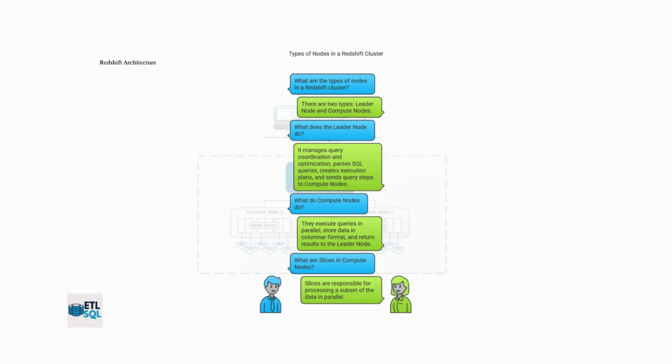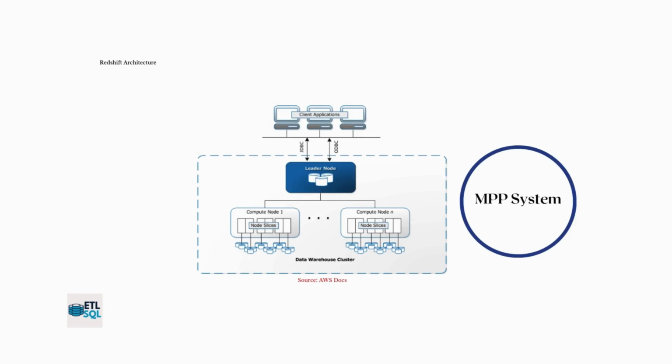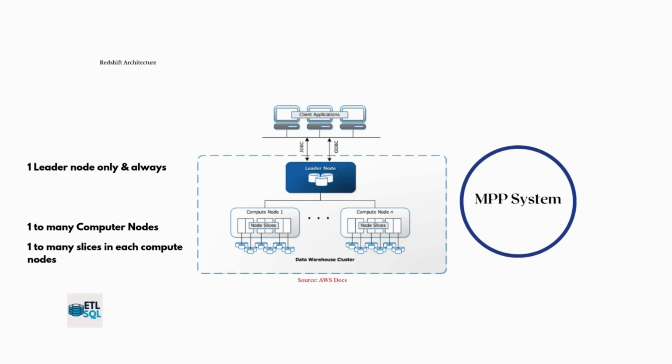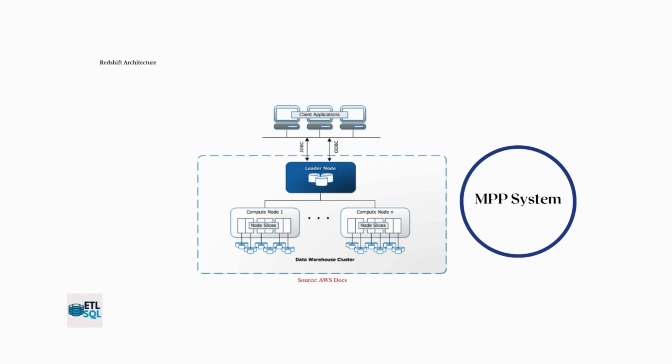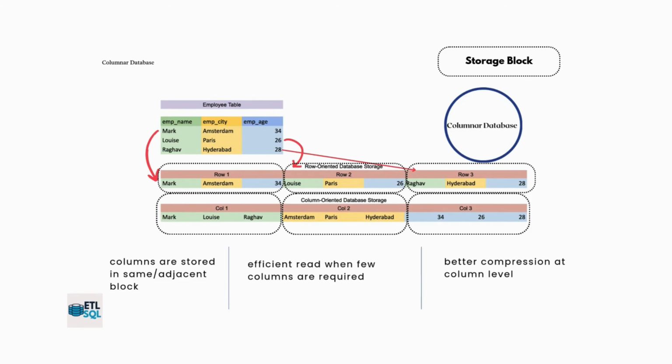So if you can see here, the architecture, we have a leader node. There is just one leader node in the Redshift architecture, whereas the compute nodes can be one or many. Each compute node can have one or many slices. And slices are the smallest computing unit, which has its own disk. So memory plus disk forms a slice. A compute node can have multiple slices in it.